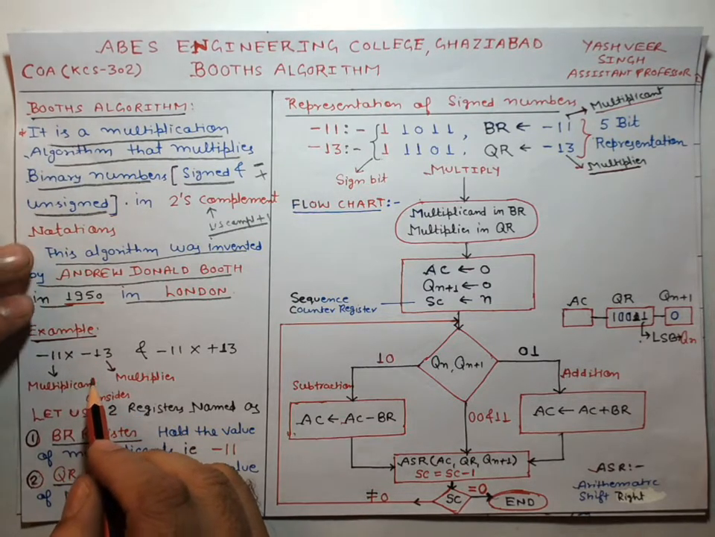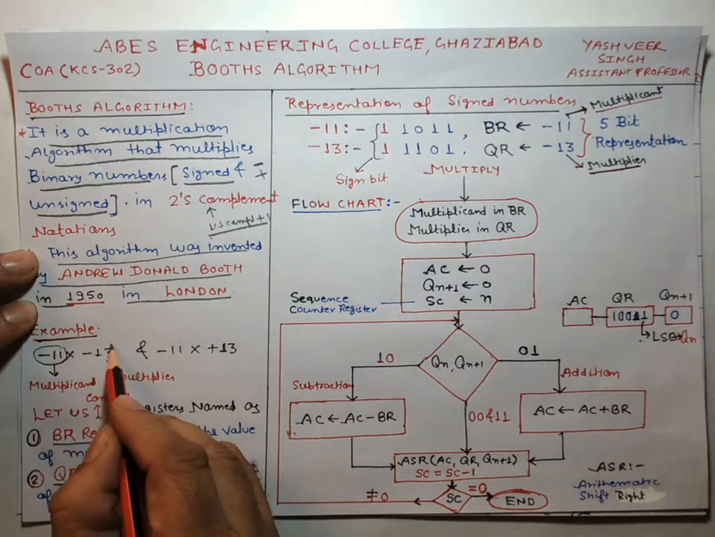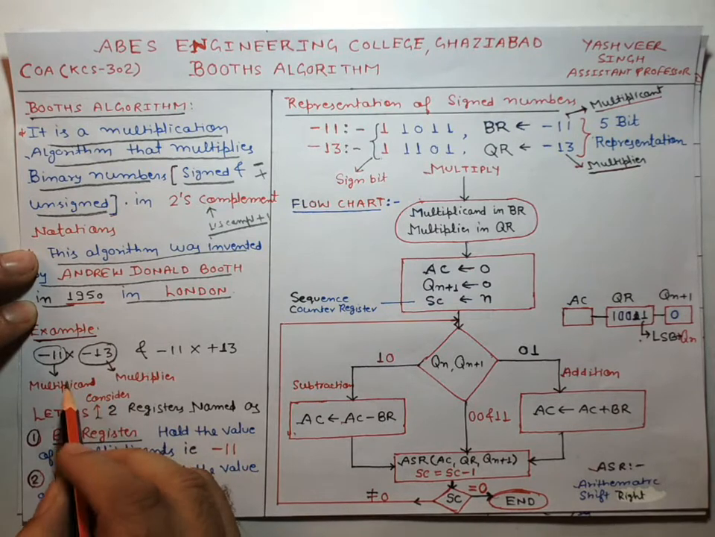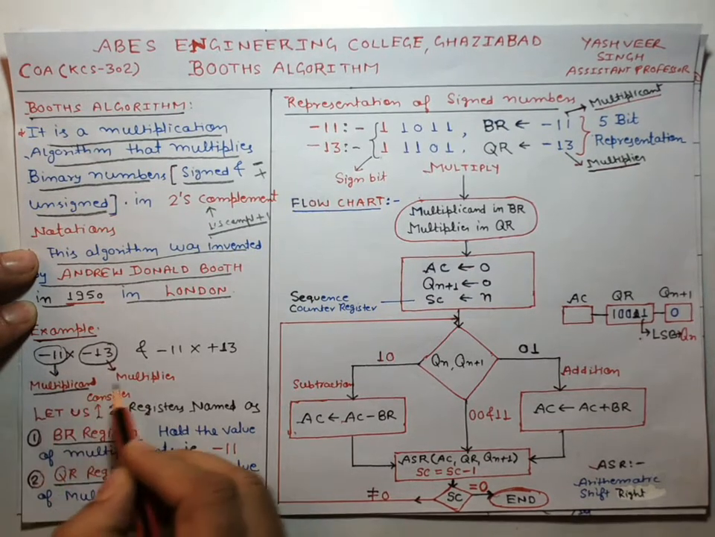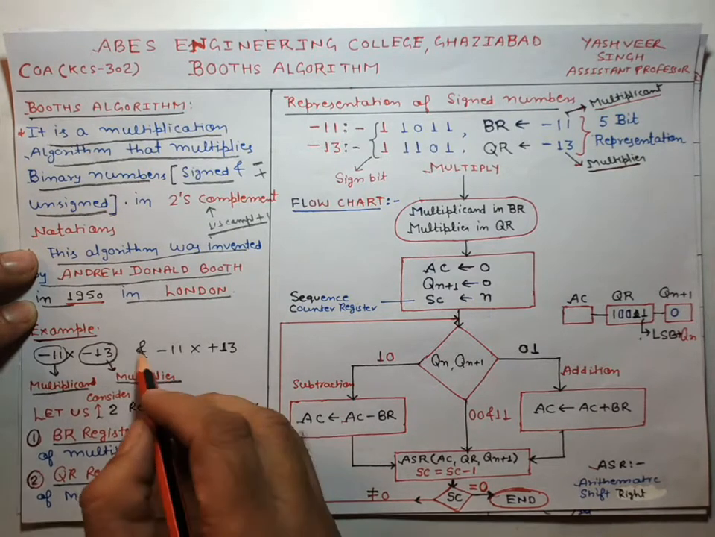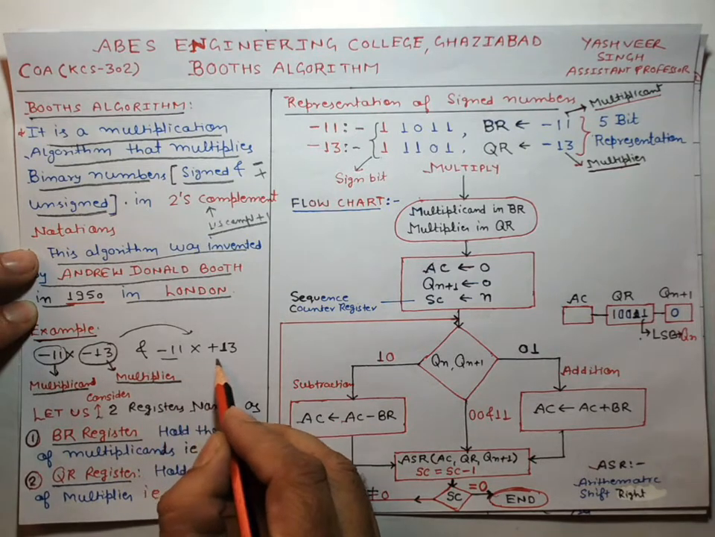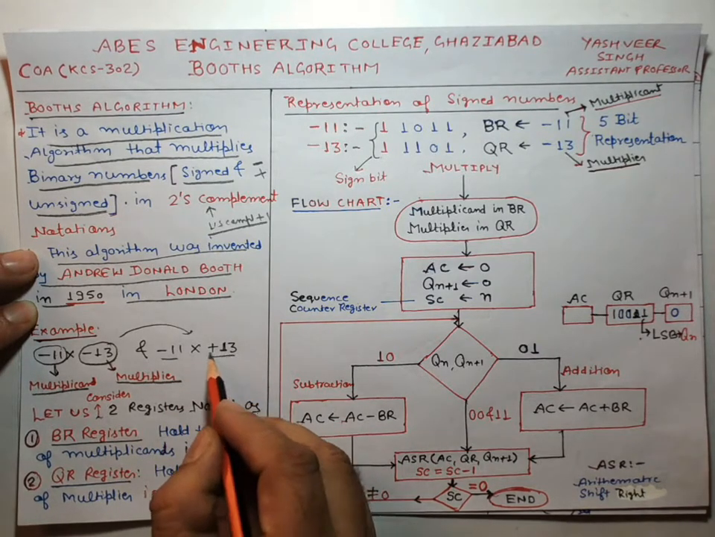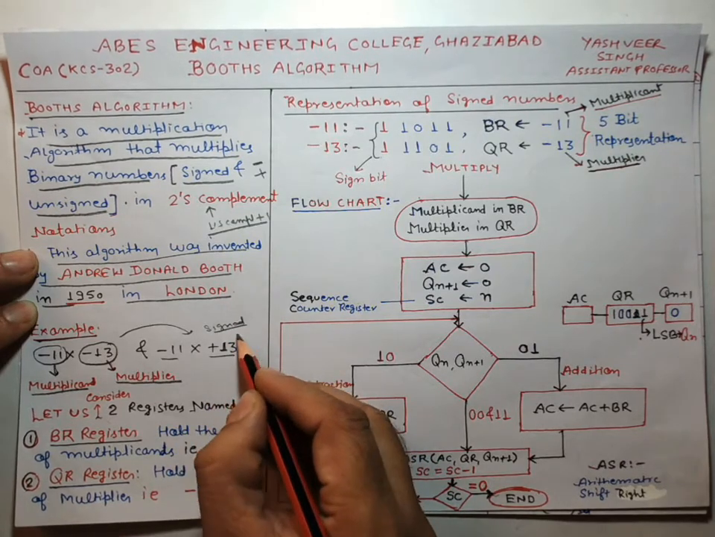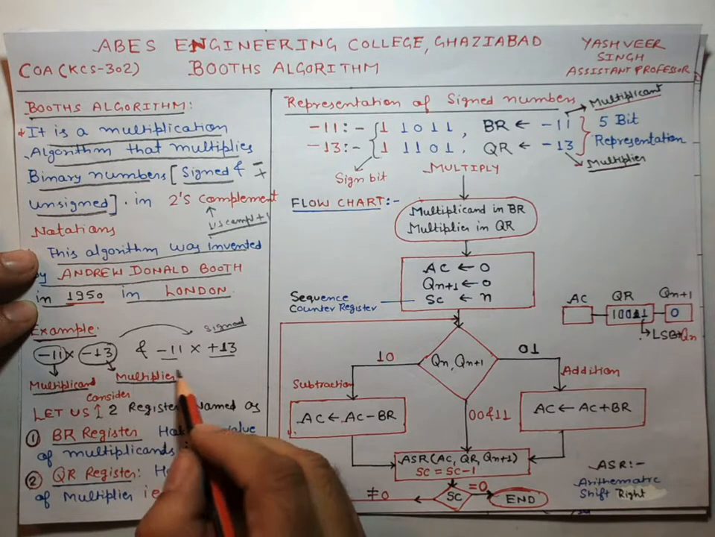This is an example of multiplication. This is a negative number, minus 11, and this is another negative number, minus 13. This is the multiplicand and this is the multiplier. Another example is minus 11 into plus 13. These are signed numbers that can be represented in the form of negative and positive numbers.